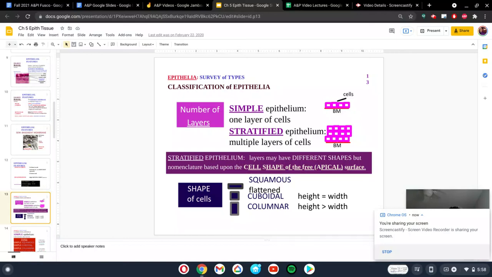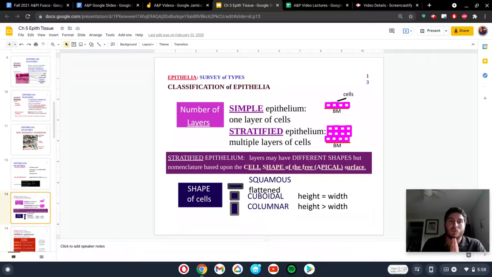Hey everybody. So for this section, we're talking about classifications of epithelia. It'll make way more sense when we start to look at specific examples, but I figured we'll just give it a real quick overview. There are two ways that we name our epithelial tissues. Way number one, how many layers are there to the tissue? And then way number two is the shape of those cells.